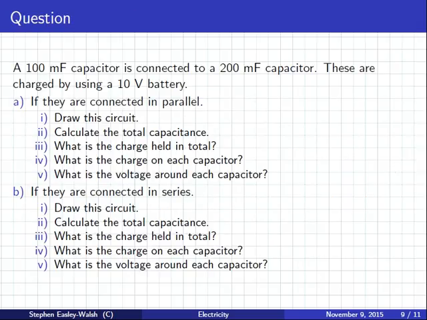Right, so I have 100 millifarad and 200 millifarad capacitors, and they're connected to a 10 volt battery. So the first one is they're in parallel. Yeah, so you can write this one down. This is the last example. Now before you do, we're going to do this question in 2 halves. So I just need the A part first, and then we'll do it.